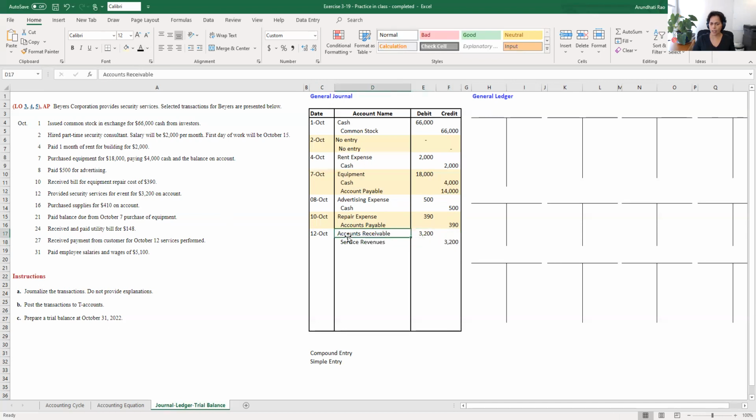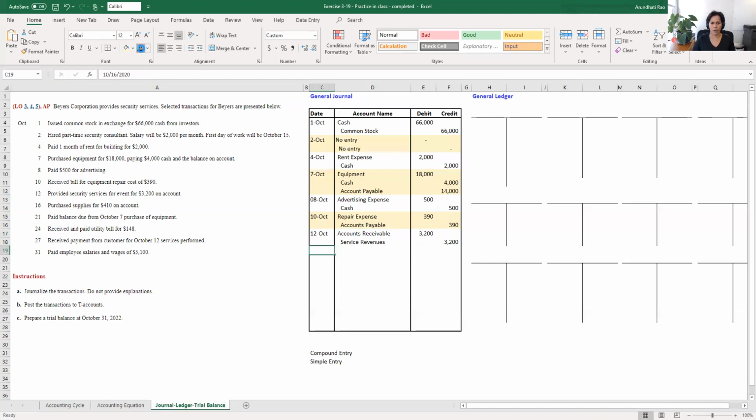So we didn't get cash right now. We will hopefully get that very soon. Okay, so we have billed our client. Just like with repair expense, where we received the bill, now we have billed a client and they're going to send us the money later on. On the 16th, we purchased supplies for $410 on account. Again, the word on account means now I got something, so I will have to pay later on. What did I get? What I got is supplies.